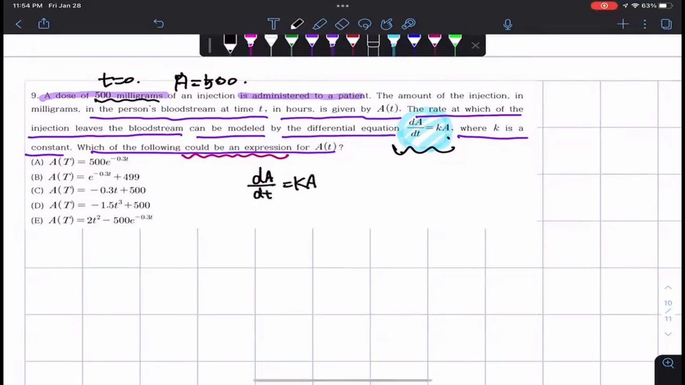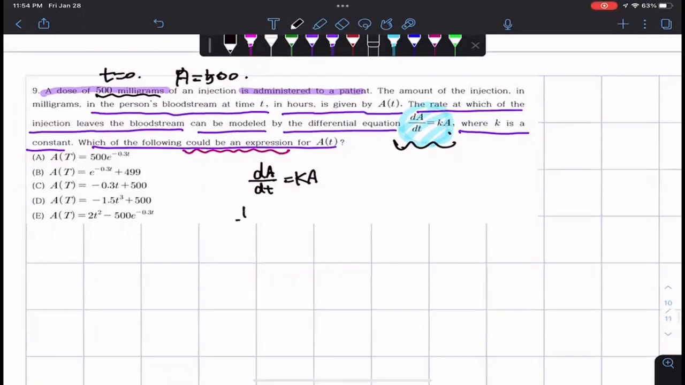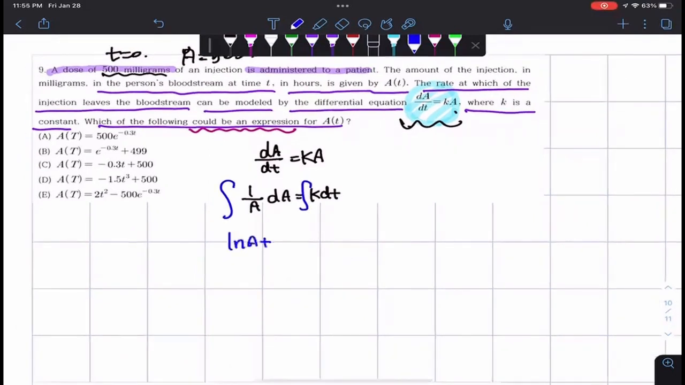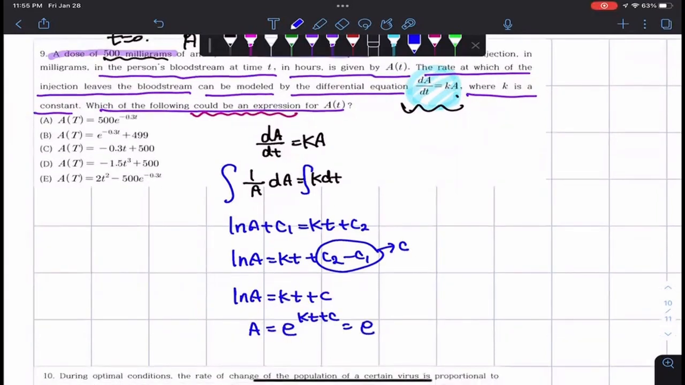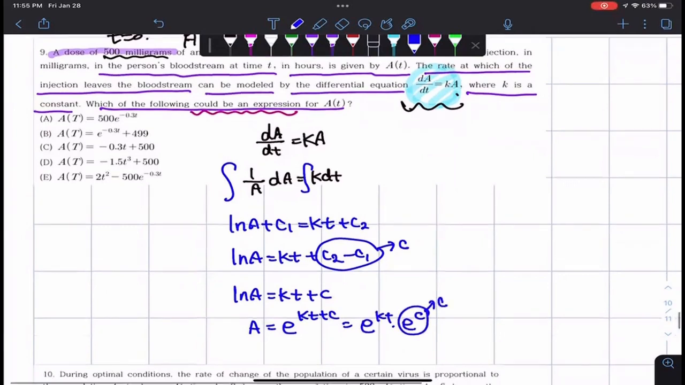dA over dt equals kA. Separate the variables respectively: 1 over A dA equals k dt. Apply the integral on both sides: ln A plus c1 equals kt plus c2. ln A equals kt plus c2 minus c1. This is just c, so ln A equals kt plus c. A equals e to the power of kt plus c. Separate: e to the power of kt times e to the power of c. This is just c. So I can rewrite A equals e to the power of kt times c.